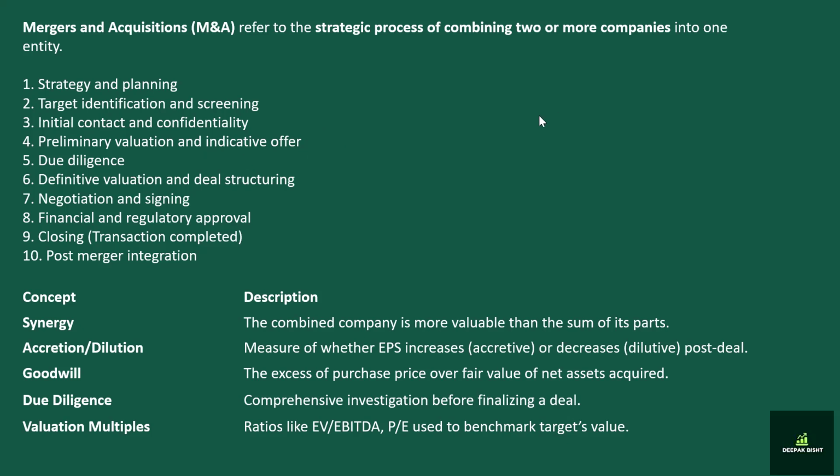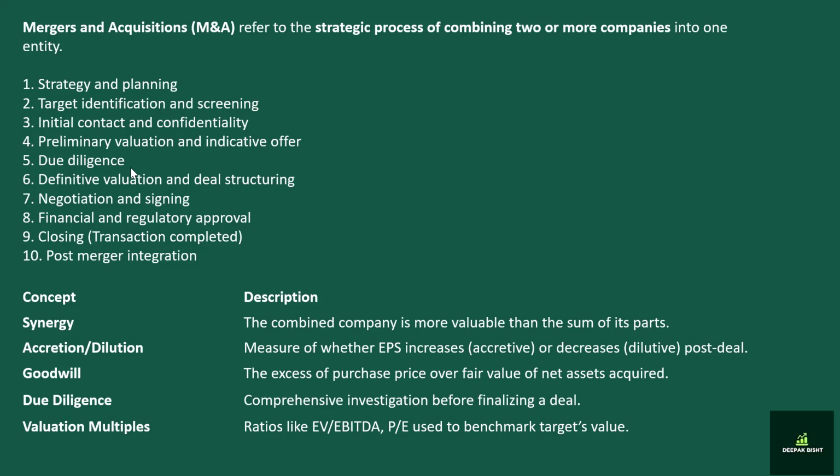The buyer conducts a detailed investigation into the target: the financials, legal matters, tax liabilities, HR and culture fit, operational and IT systems. This aims to confirm assumptions and uncover risk. In due diligence, they are trying to uncover all the risk. It's like looking into the closets, finding the skeletons in the closet. So that's the due diligence part.